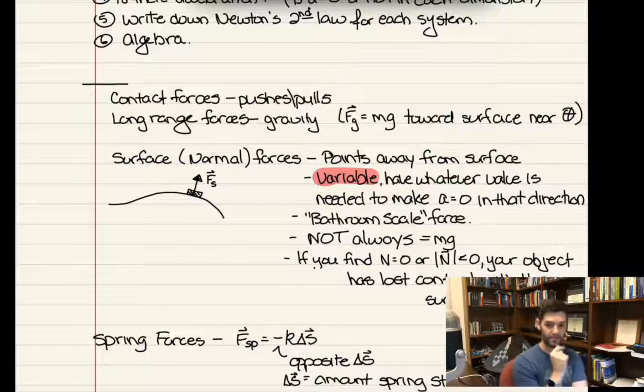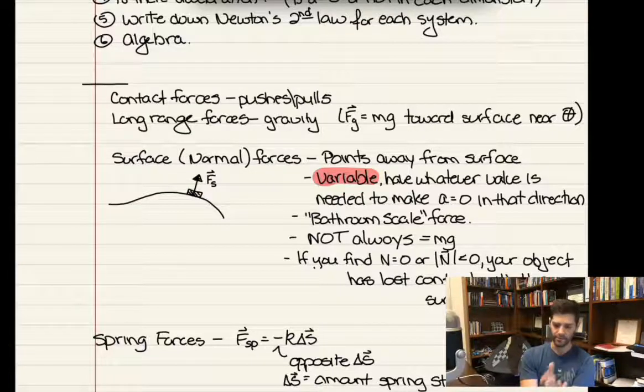I like to think of it as the bathroom scale force. It is the number that would be read if you were to place a bathroom scale underneath the object, which again is not always mg. For example, there is a normal force when I push against the wall. I'm pushing horizontally against the wall. That has nothing to do with gravity. There's still a normal force from the wall. I gave the example where you could stand on a bathroom scale, but then someone else could push down on your shoulders. The bathroom scale number would read even larger than your weight. It is not always mg.